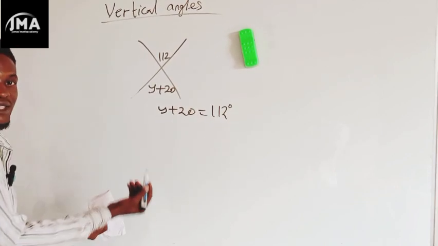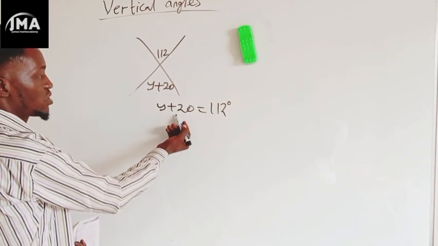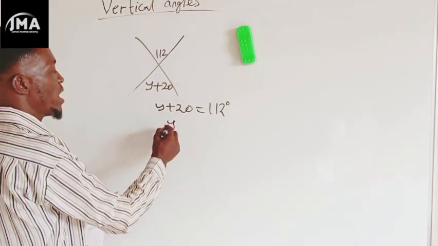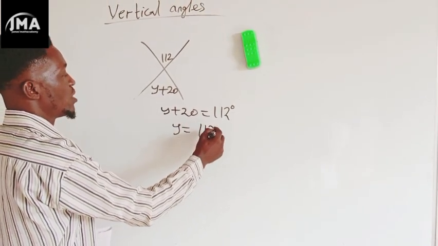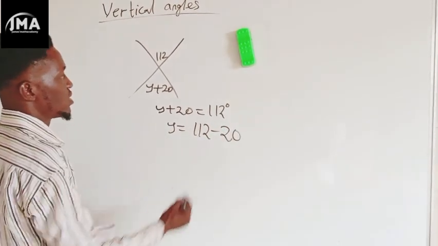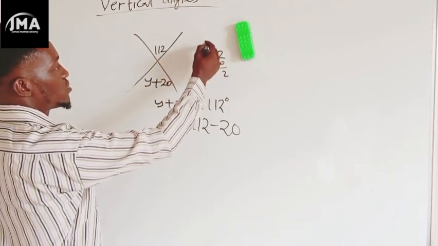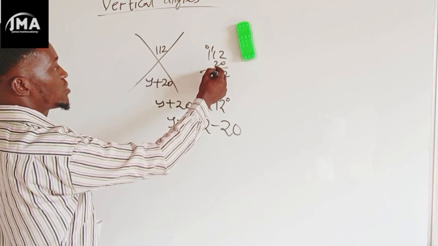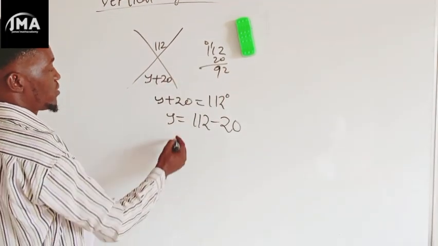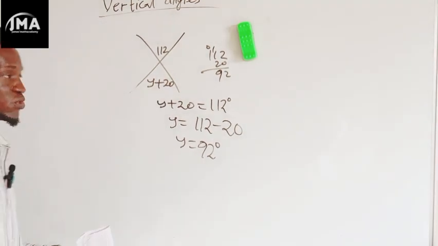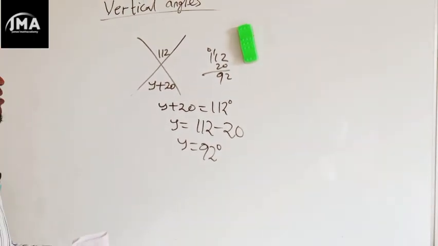So definitely you can leave an answer like this. This is plus, so plus to the other side is going to be minus. So I'm writing y is equal to 112 minus 20 degrees. So 112 minus 20. Let's see what we're going to have. Yes, this one is 92. So our final answer here is 92 degrees.